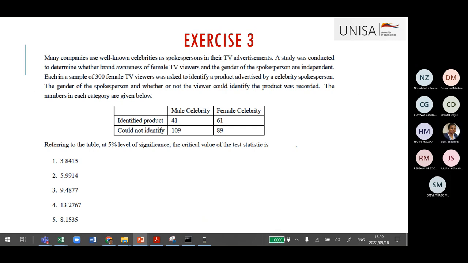Many companies use well-known celebrities as spokespersons in their TV advertisements. A study was conducted to determine whether the brand awareness of female TV viewers and the gender of the spokesperson are independent. Each in a sample of 300 TV viewers was asked to identify a product advertised by a celebrity spokesperson. The gender of the person and whether or not the viewer could identify the product was recorded. The numbers in each category are given below: the male celebrity and the female celebrity, and also identified product and could not identify product.